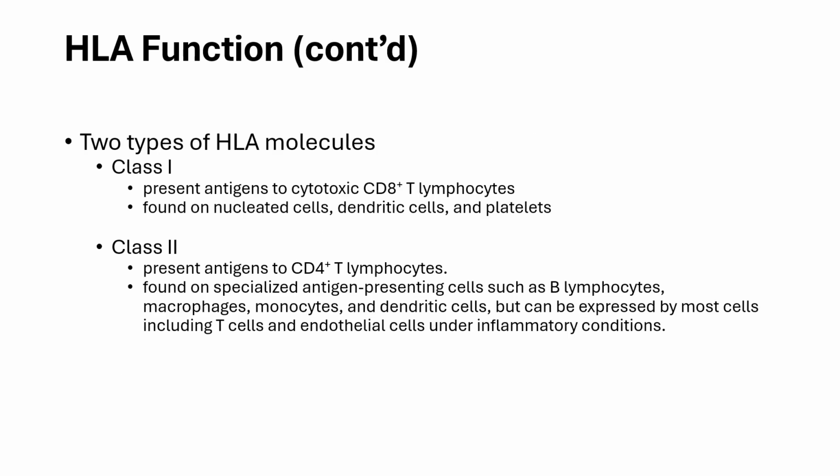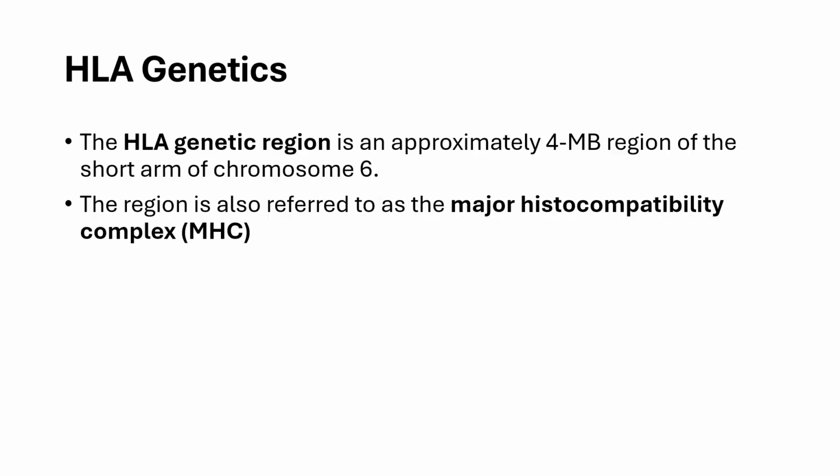There are two types of HLA molecules. We have class 1. These present antigens to cytotoxic CD8 plus T lymphocytes. These are found on nucleated cells, dendritic cells, and platelets. Class 2 HLA, these present antigens to the CD4 T lymphocytes. These are found on specialized antigen-presenting cells such as B lymphocytes, macrophages, monocytes, and dendritic cells. They can also be expressed by most cells, including T cells and endothelial cells under inflammatory conditions.